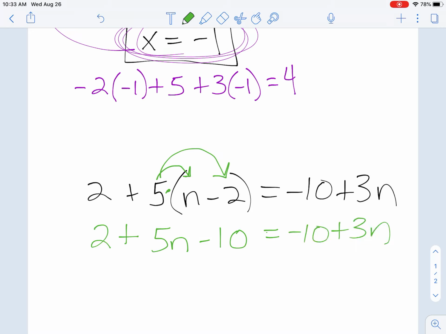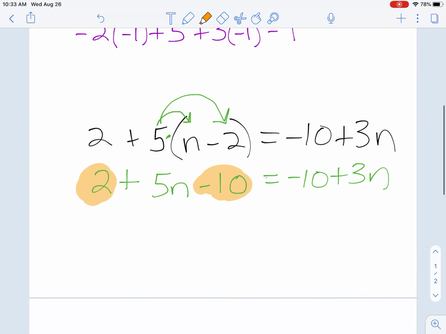Now I would check to see if I can combine these together, but I can't because they're not like terms. One's got an n and one's not, so we cannot add them together. But on the left side, we do have some more like terms that we can combine and add together. We've got this positive 2 and a -10.